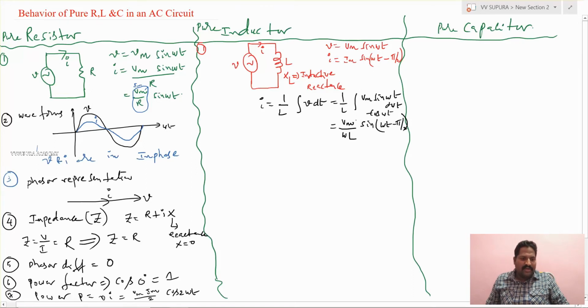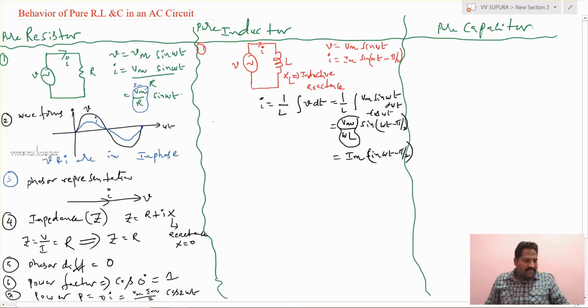So minus cos omega t, I can represent as sin omega t minus pi by 2. Vm by omega L is nothing but Im sin omega t minus pi by 2. So this is the representation of current in a pure inductor.